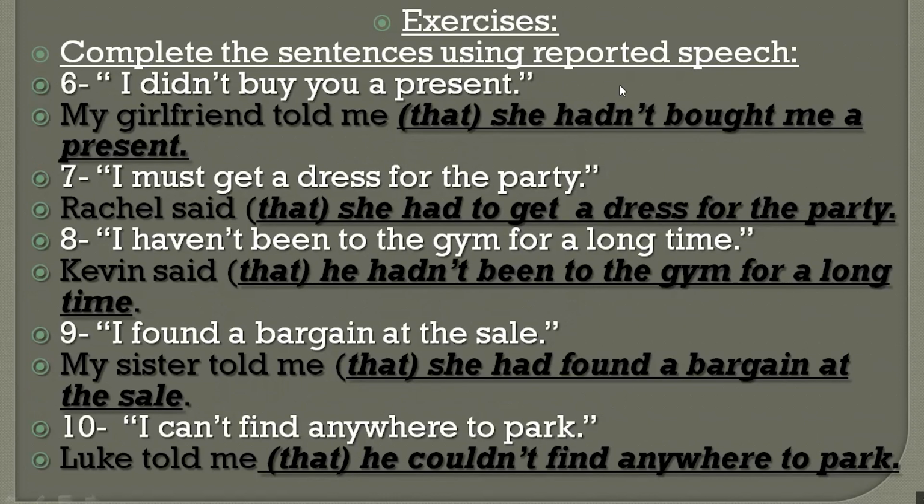"I didn't buy a present" becomes, my girlfriend told me that she hadn't bought me a present. The past becomes the past perfect. And again, that is optional. "I must get a dress for the party." Rachel said that she had to get a dress for the party. Must becomes had to. "I haven't been to the gym for a long time." Kevin said that he hadn't been to the gym for a long time. Haven't been becomes hadn't been. Present perfect becomes past perfect.